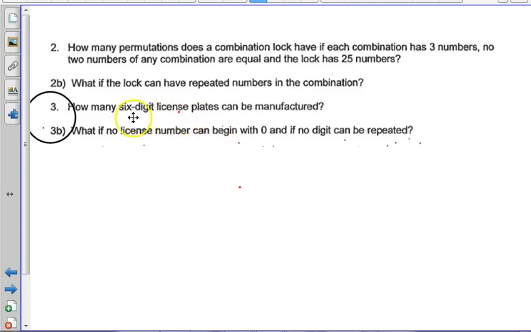Okay. How many 6-digit license plates can be manufactured? This is the way I think of this question. 1, 2, 3, 4, 5, 6 different slots on the license plate, okay? This is a trick question. How many digits in our number system? 10, because there's 0 through 9, right? So that's a total of 10. Everybody good? It doesn't say anything about repeats. So it's just 10 to the 6th or a million.